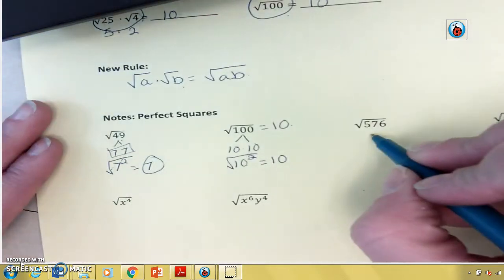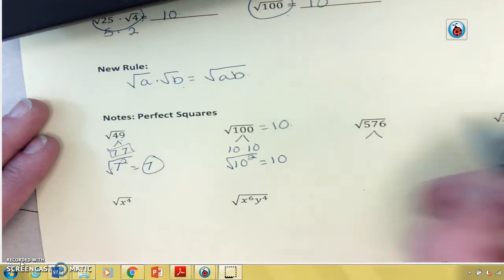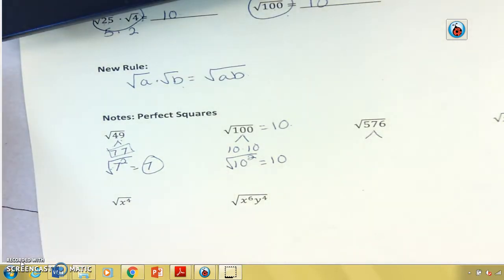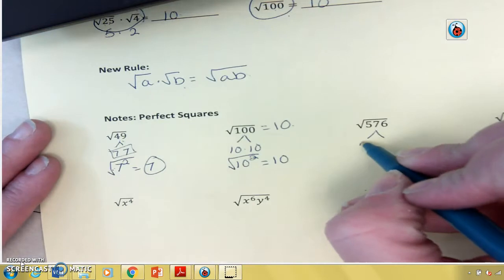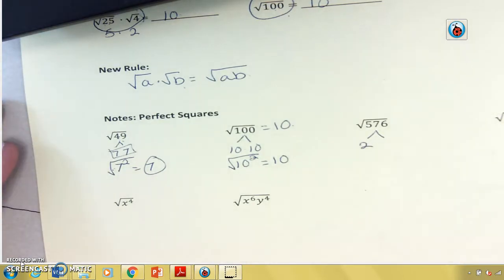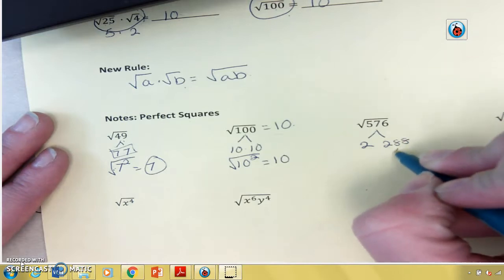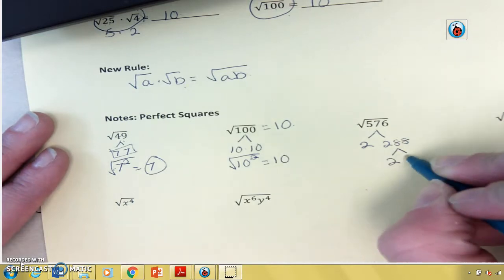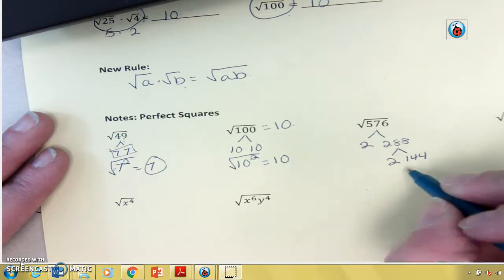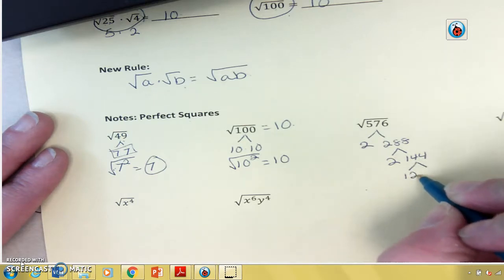So if I'm asked to do this one and I don't have a calculator, that's where it gets icky and we say, ugh, that's a lot of work. So I'm going to start by making my factor tree, and I'm going to divide that by 2, and I get 288. 288 divided by 2 is 144. 144 is 12 and 12.